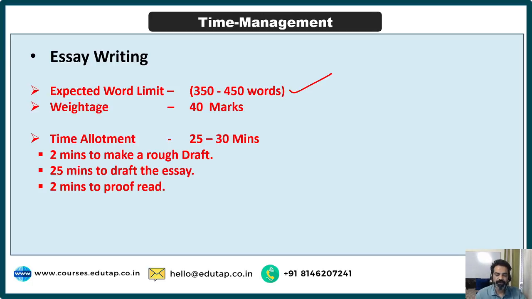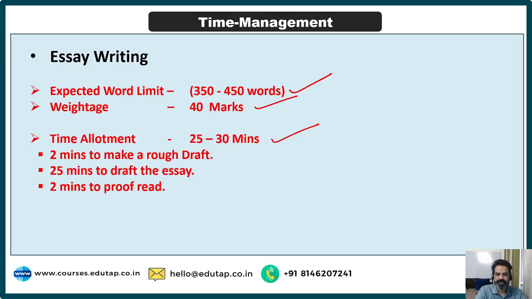And how do we need to allot our time? How do we need to strategize our attempt? So for the weightage of 40 marks, we should dedicate 25 to 30 minutes out of 90 minutes for this section. Right. So how should you go about it? 25 to 30 is give or take, right? It could be 25, 27, 28, but it should not exceed 30 minutes.